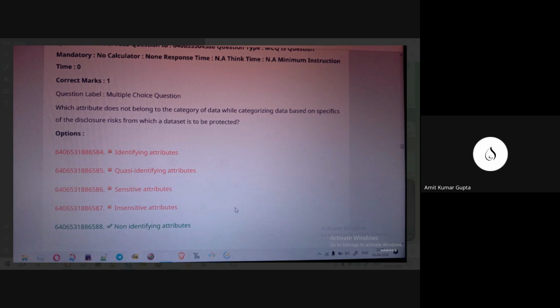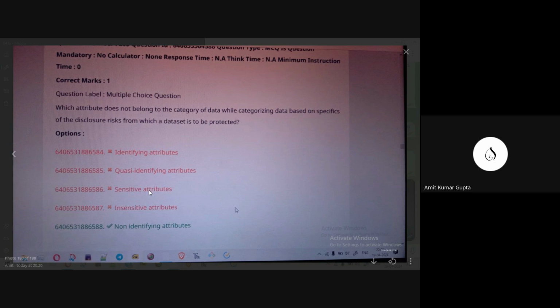Which attribute? So we are talking about the attribute. Just remember how many attributes we just studied. We studied the identifying attribute. With the help of quasi-identifying attributes, we can identify someone. This attribute itself is not that powerful in revealing information, but when we collect it, it may become very suggestive. I don't know if that is a word, but you got the idea.